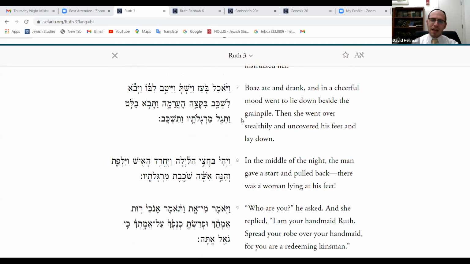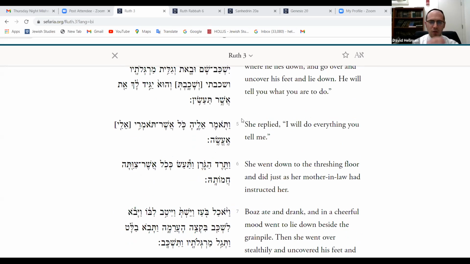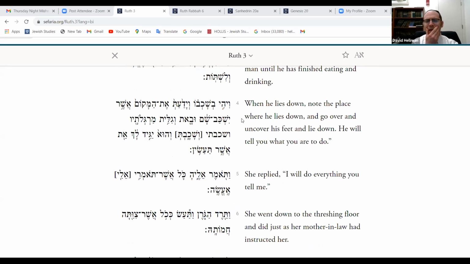Many point out that, again, as modest as the Tanakh will be, I don't know if many, but I've seen commentaries point out, look at this one pasuk. V'hi b'shachva, when he will lie down. V'yadat et hamakom, and he will know the place. Asher yishkaf, from where he will lie down. Uvad v'kilit marglotav, and you will uncover his legs.